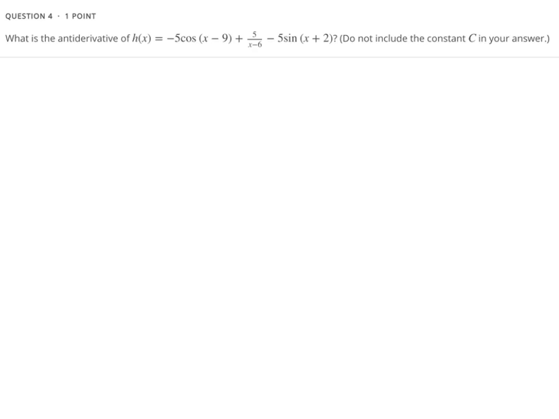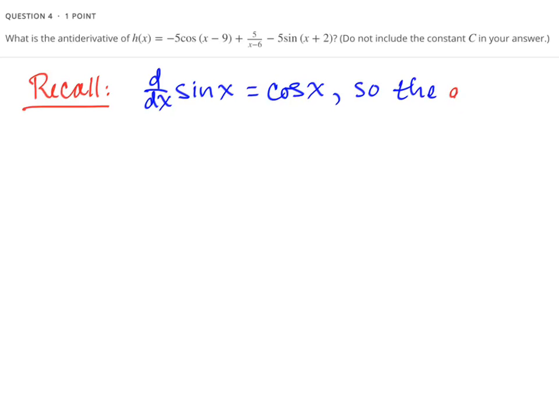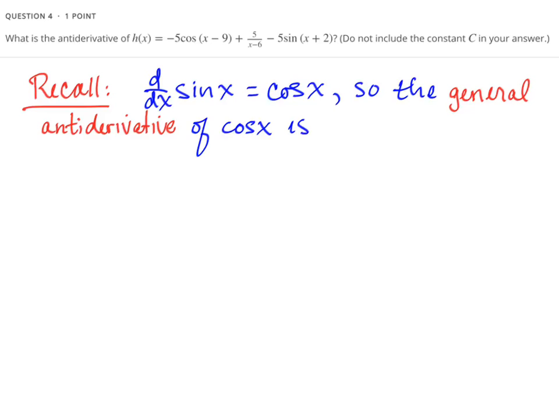It's not optional. So I just want to remind you, there are 3 terms here, so we're going to use 3 antiderivatives and add them together. But the middle one, 5 over x minus 6, that's just the antiderivative of the reciprocal function. So that one is going to be 5 times the natural log of the absolute value of x minus 6. The other 2 are trig functions, so let's just remind ourselves of those antiderivatives. So the derivative of sine of x is cosine of x, and that tells us that the general antiderivative of cosine of x has to be sine of x plus c.